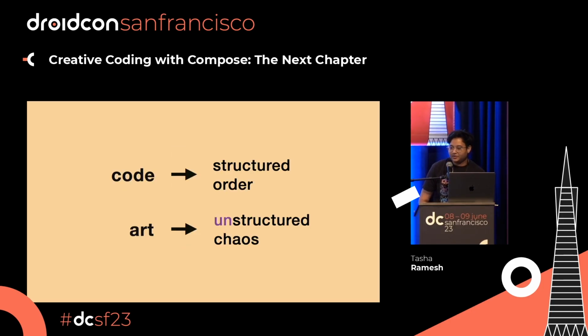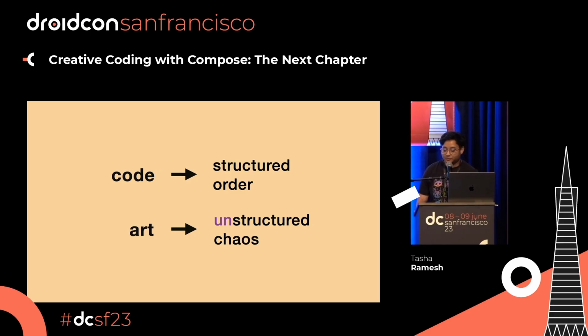When we think of code and art, they seem fundamentally opposed. Code is logical, structured, and ordered. And art, on the other hand, is expressive, it's unpredictable, and in a sense, it's like order versus chaos. But very interesting things happen when these two worlds collide. So this is what we'll be taking a look at.